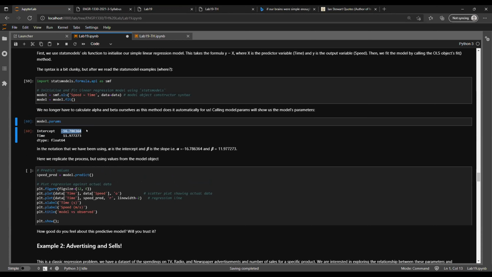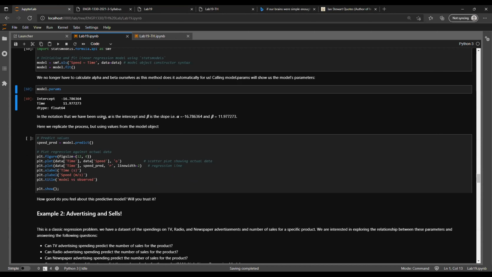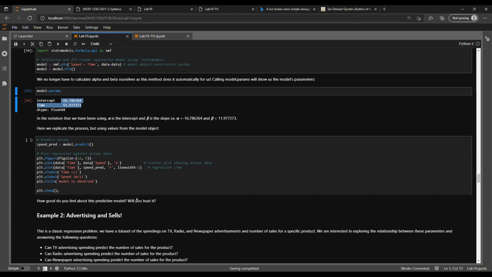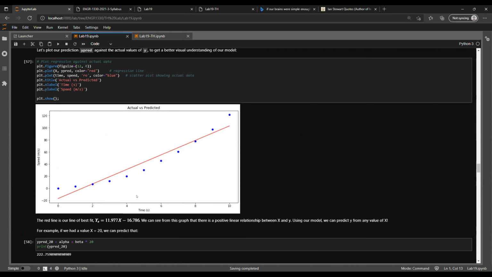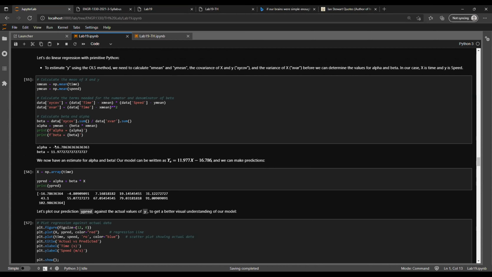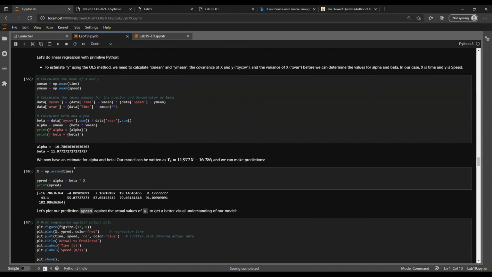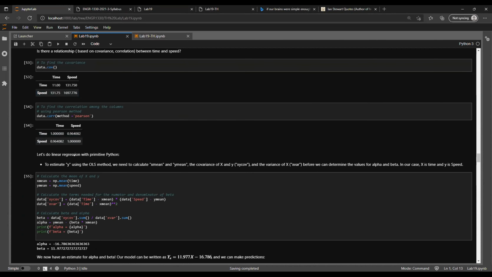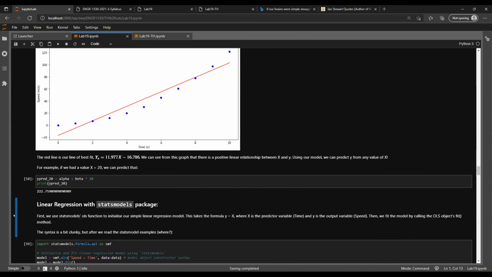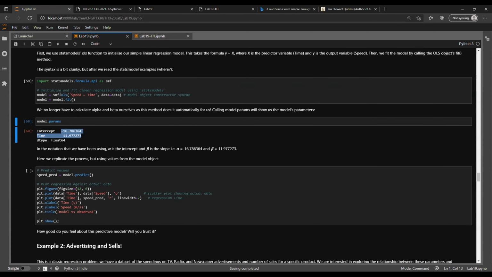Intercept at -16, slope at 11.9. And in the notation we've been using, alpha is the intercept and beta is the slope. So we have what we calculated before. Let's see, how close was our manual method? -16.78 and 11.97. It's almost like we're using the same method. It's almost like that's what OLS means.